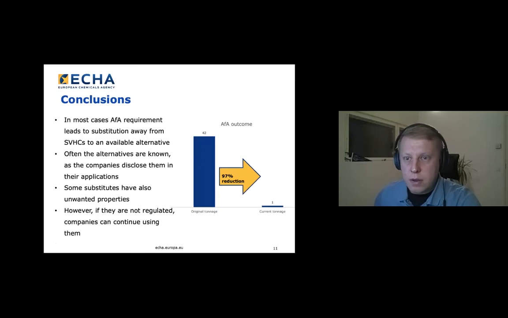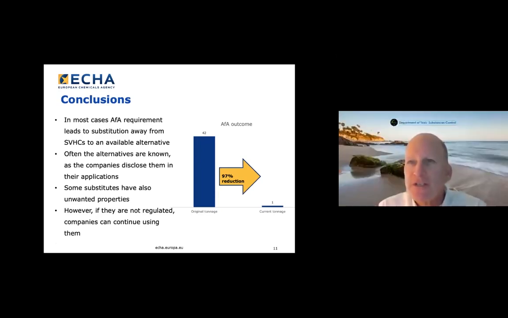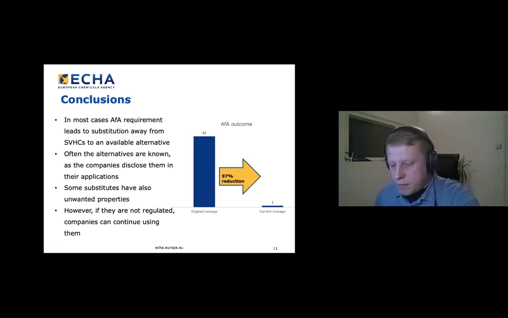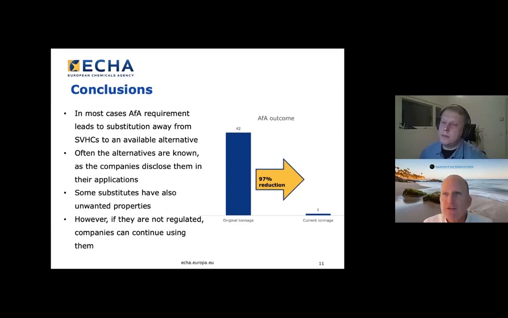Fascinating. Looking into the chat, Joel Tickner has a question. He says, Matt, it's clear the authorization process advances transition from substances of very high concern, but how is or can ECHA guide them towards better alternatives? Daniel's case shows this isn't the case. Do you want to comment on that?